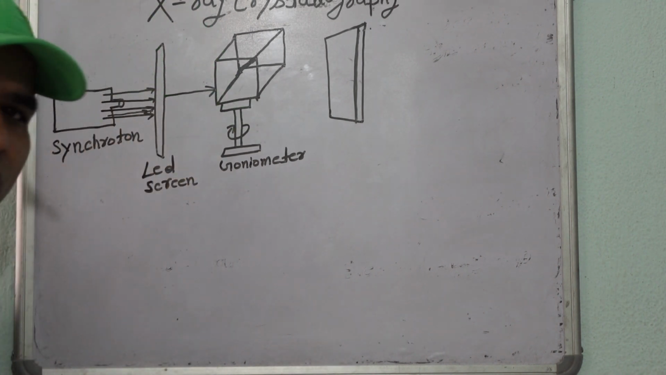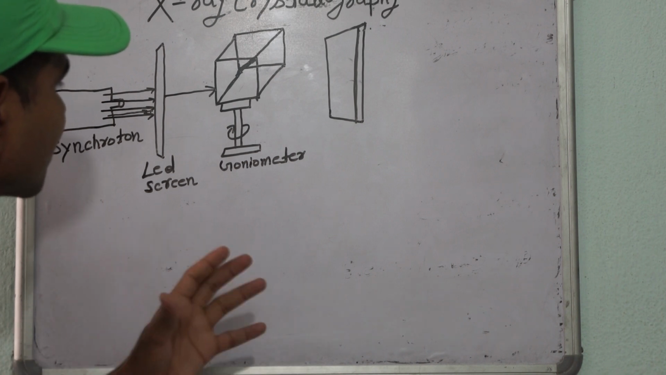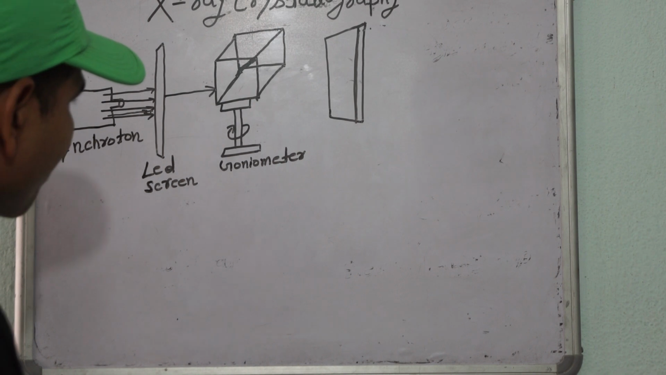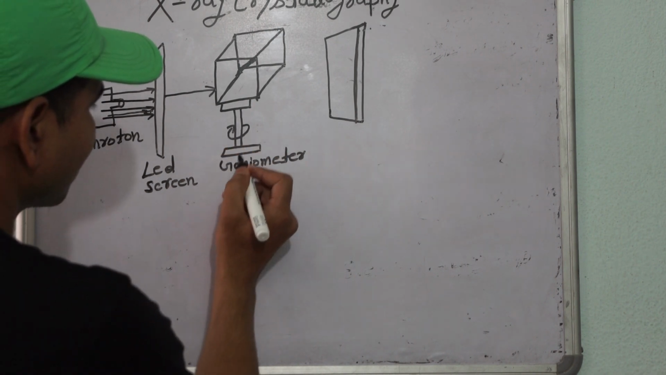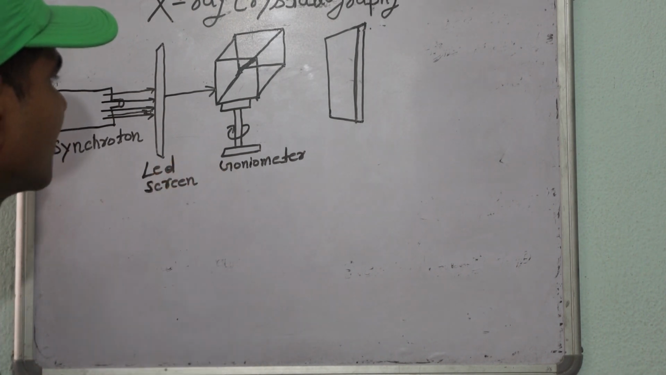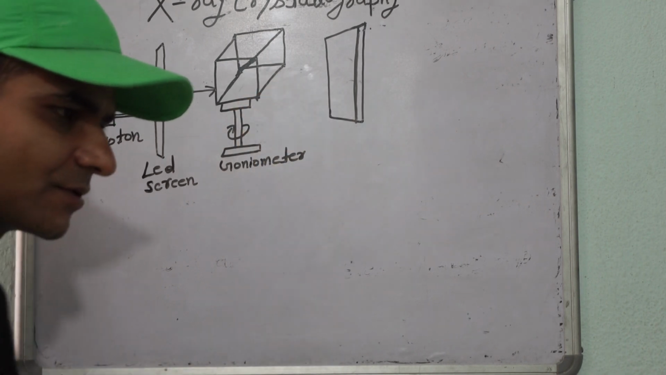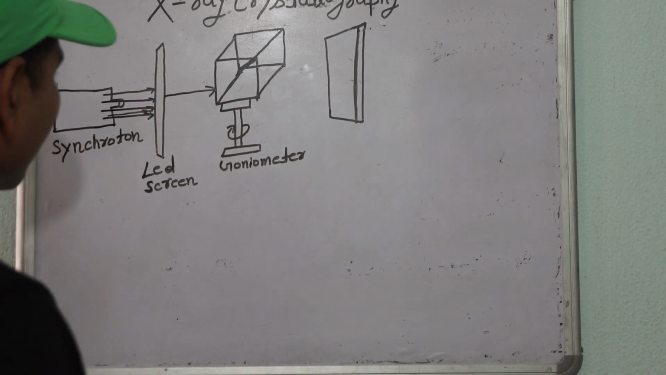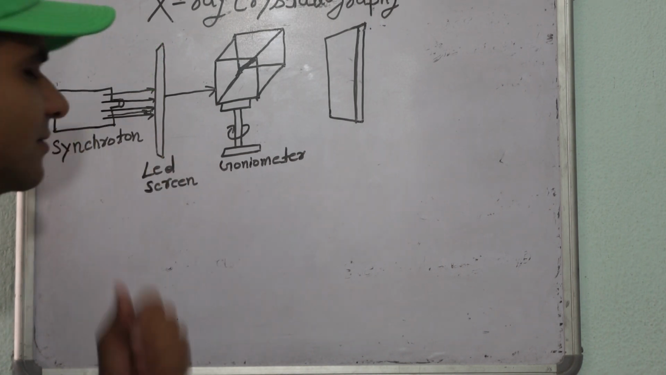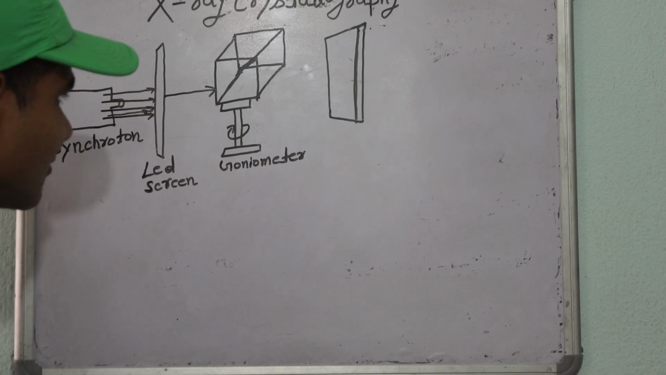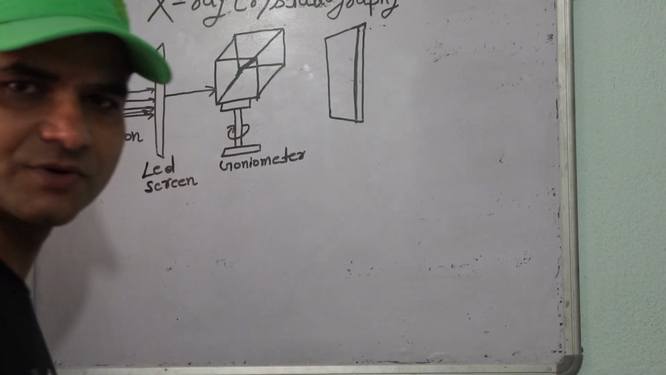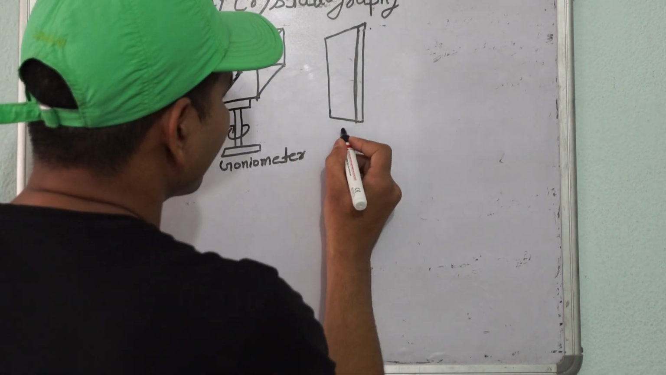I told you when the X-ray beam falls on the surface of the crystal, the diffraction of the X-ray beam will take place. And here the goniometer is rotating. Due to rotation of the goniometer, the crystal will also rotate. Therefore, the X-ray beam will fall on each part of the crystal. Have you got it?